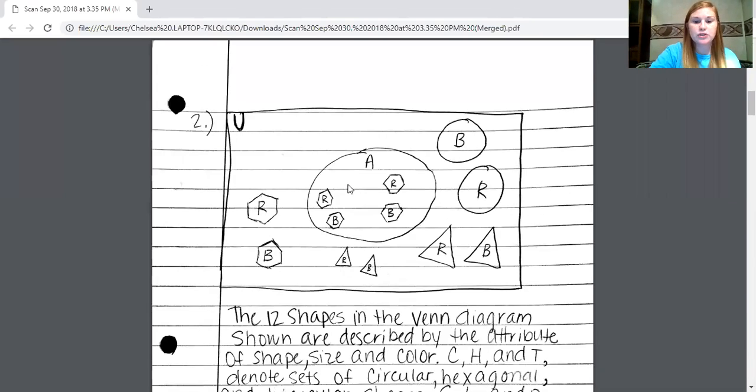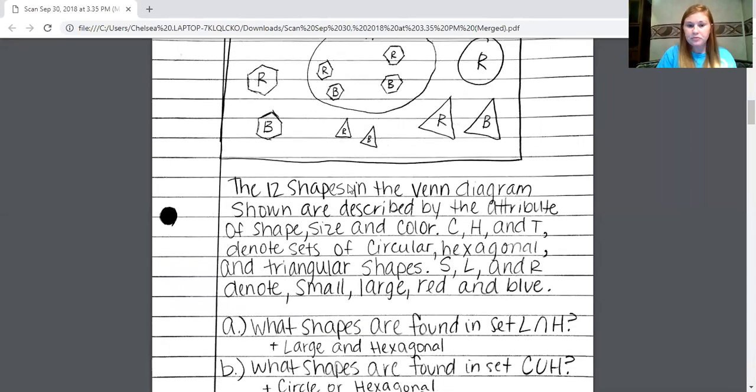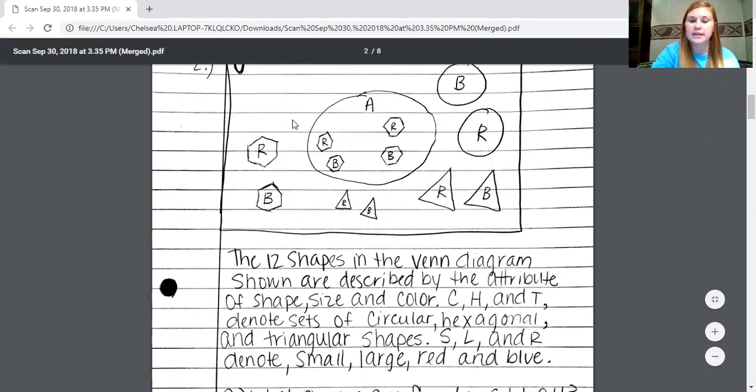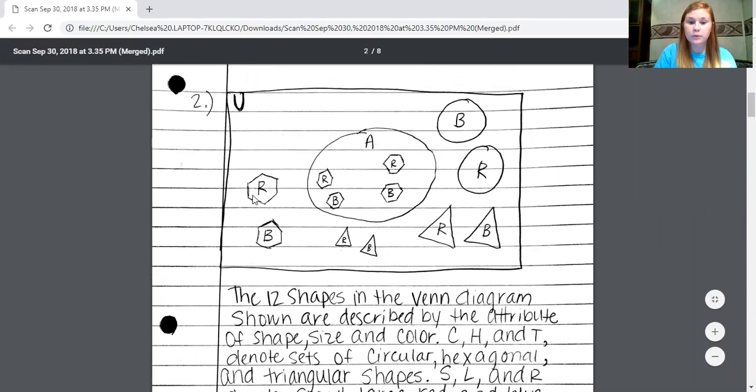Next, we're going to look at number 2. We have another Venn diagram, and there are 12 shapes inside of it. We see hexagons, we see triangles, and we see circles. And we have some smaller hexagons, and we also have smaller triangles.